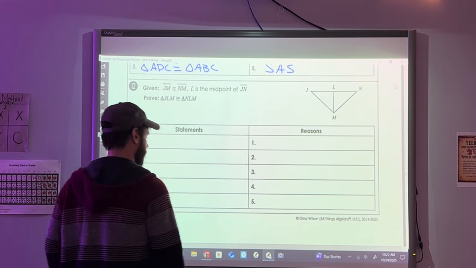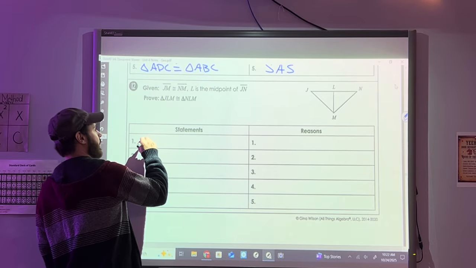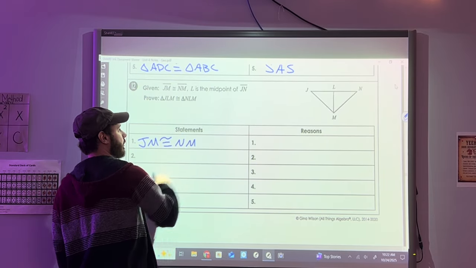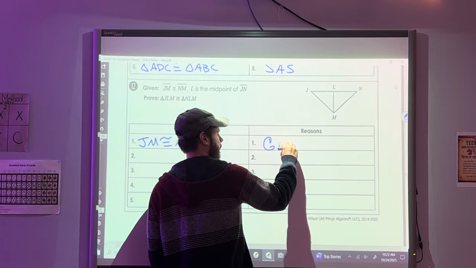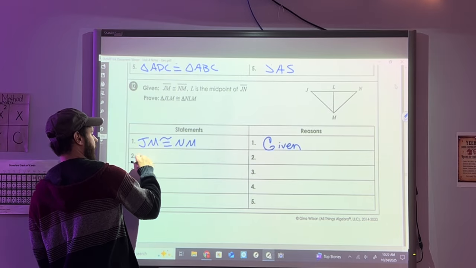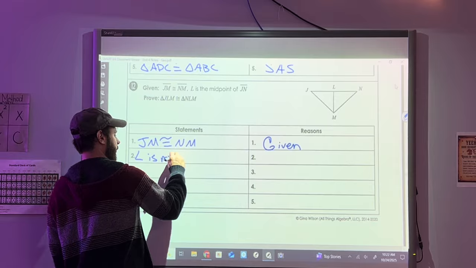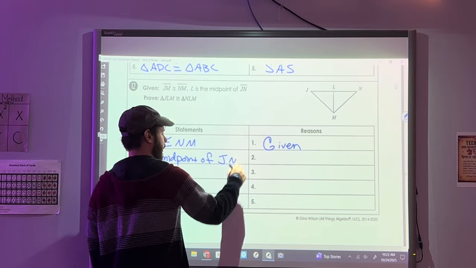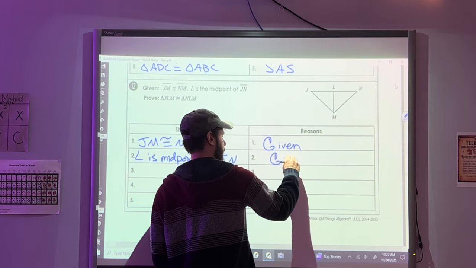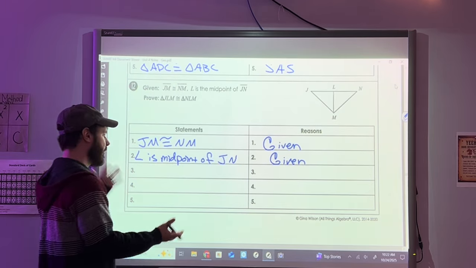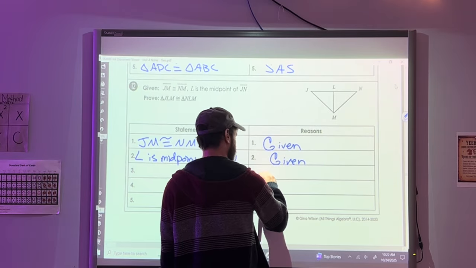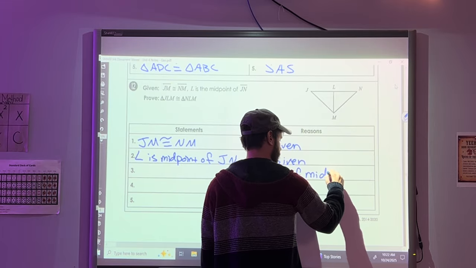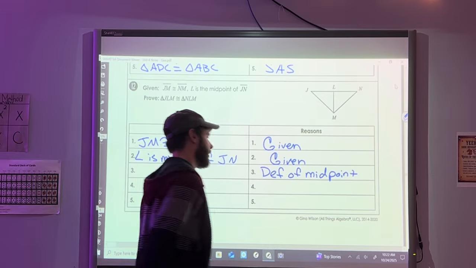All right, we got some stuff. I'm not going to write given here. I'm not going to do that this time. It's congruent to an M, given. L is midpoint of JN, given. And I see the word midpoint. I'm just going to write definition of midpoint. I know I'm going to use that at some point.